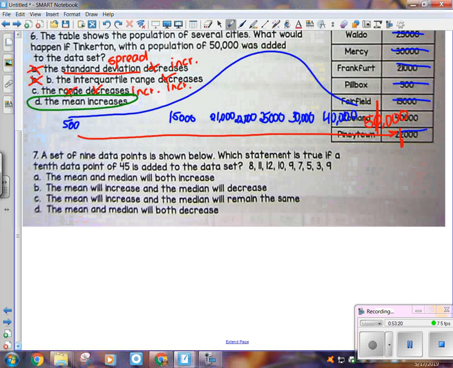The set of 9 data points is shown below. The statement is true if the 10th data point of 45 is added. Wow. Now I'm just looking and I see 3, 5, 7, 8, 9, 9, and then I have 10, 11, and 12.